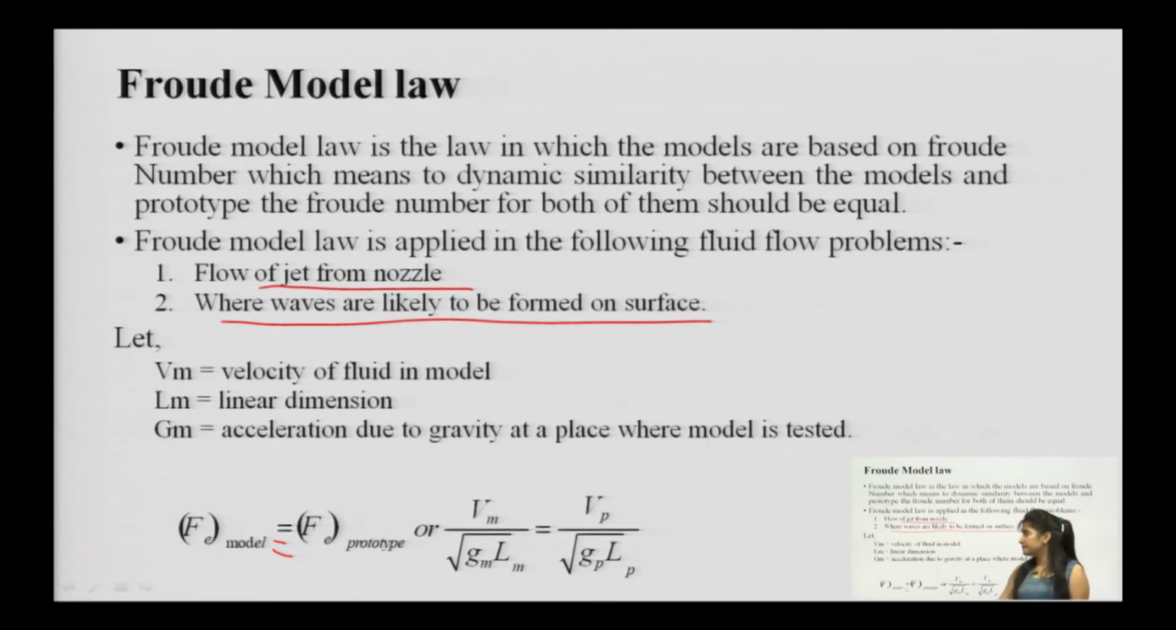Considering velocity, Vm is the velocity of the model, L is the linear dimension, and g is the acceleration due to gravity. All these m denote model and all these p denote prototype. If you have models designed with the help of Froude's model law, the Froude value of the model and the Froude value of the prototype should be equal.